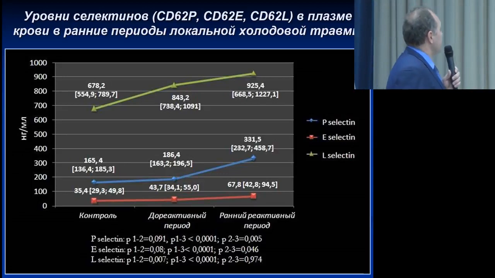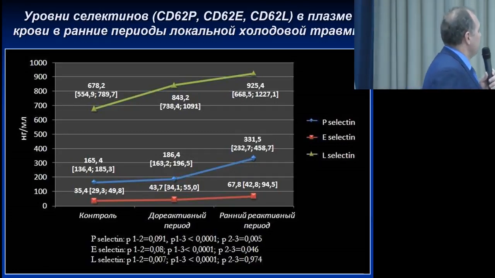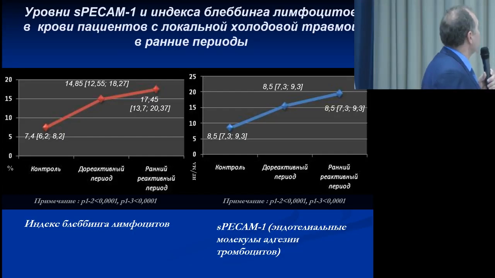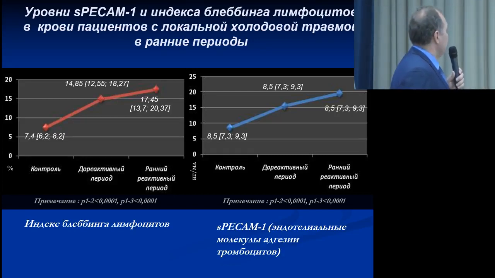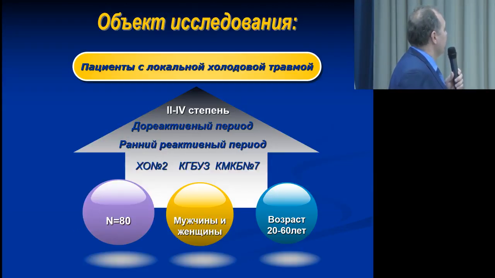When patients came in a pre-reactive period, the levels of CD62P, CD62E, CD62L in the blood plasma at early periods were higher, and the values were higher in the early reactive period, and it was in P that it was at its highest. When studying the blebbing of lymphocytes, we saw that it was higher at the pre-reactive period and the early reactive period. The level of the endothelium molecules for adhesion of thrombocytes was also high.